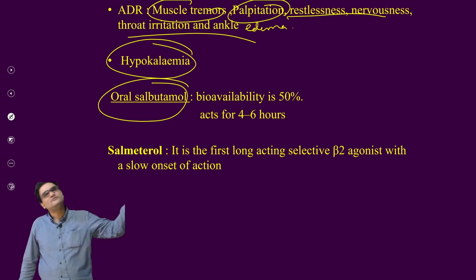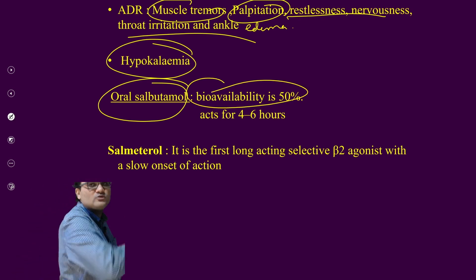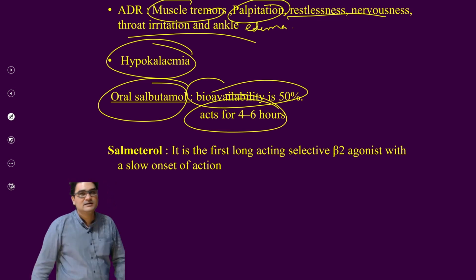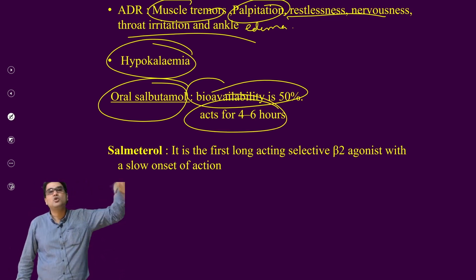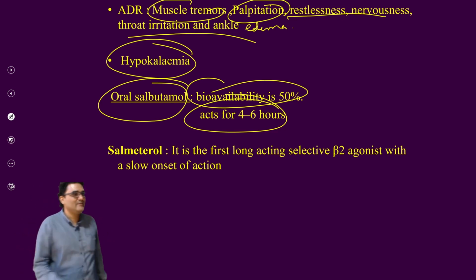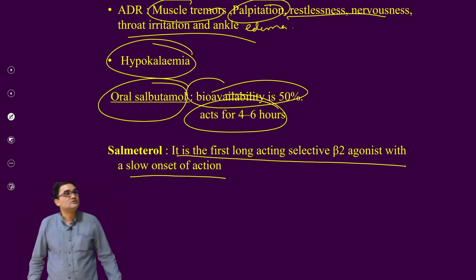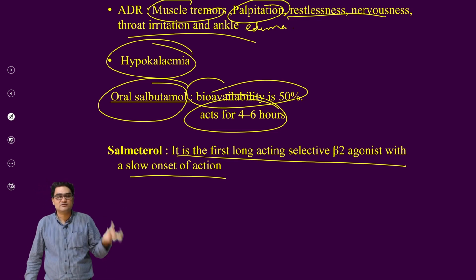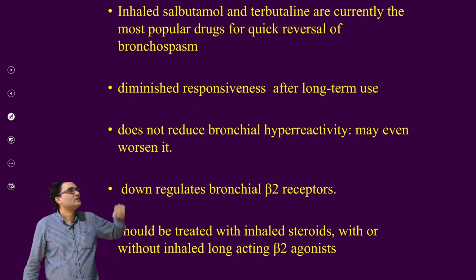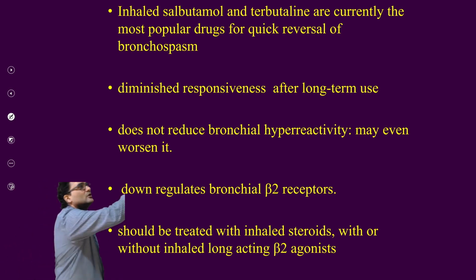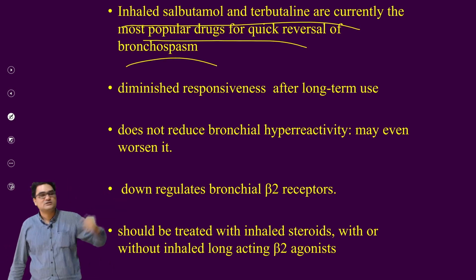If there is failure of this, we go for another group of drugs. Oral bioavailability is only 50%, acts for 4 to 6 hours, but it is causing lots of adverse effects. So the adverse effects will become more prominent. Salmeterol is the first long acting selective beta 2 agonist. Salbutamol has quick onset, with duration of action 4 to 5 hours, whereas salmeterol is long acting. So inhaled salbutamol and terbutaline are currently the most popular drugs for quick reversal of bronchospasm.